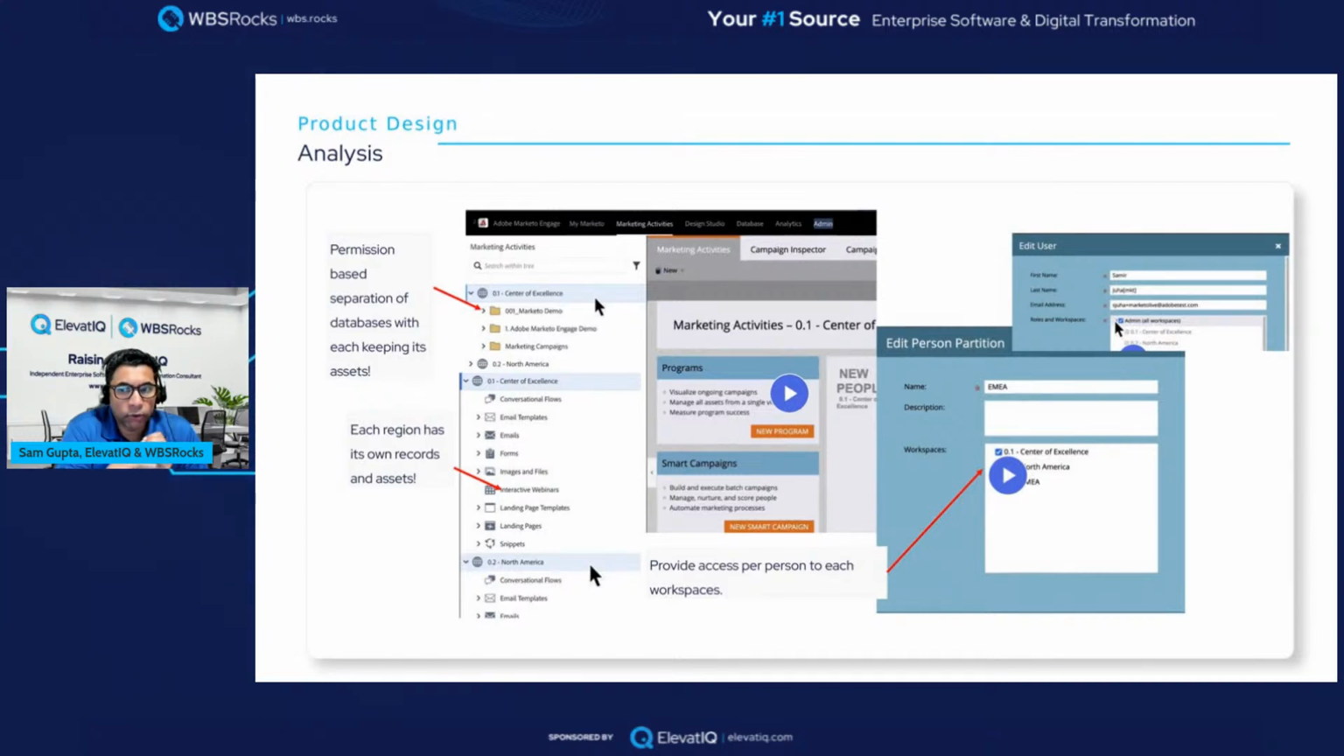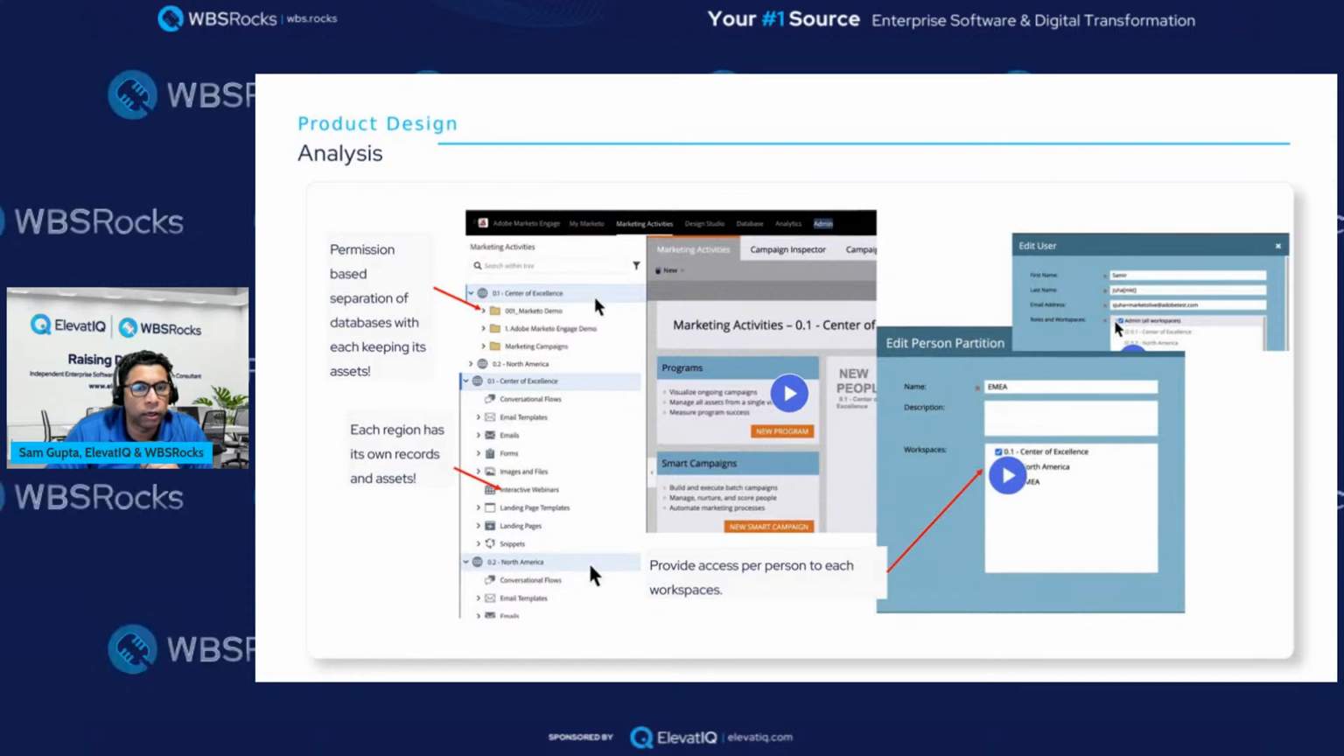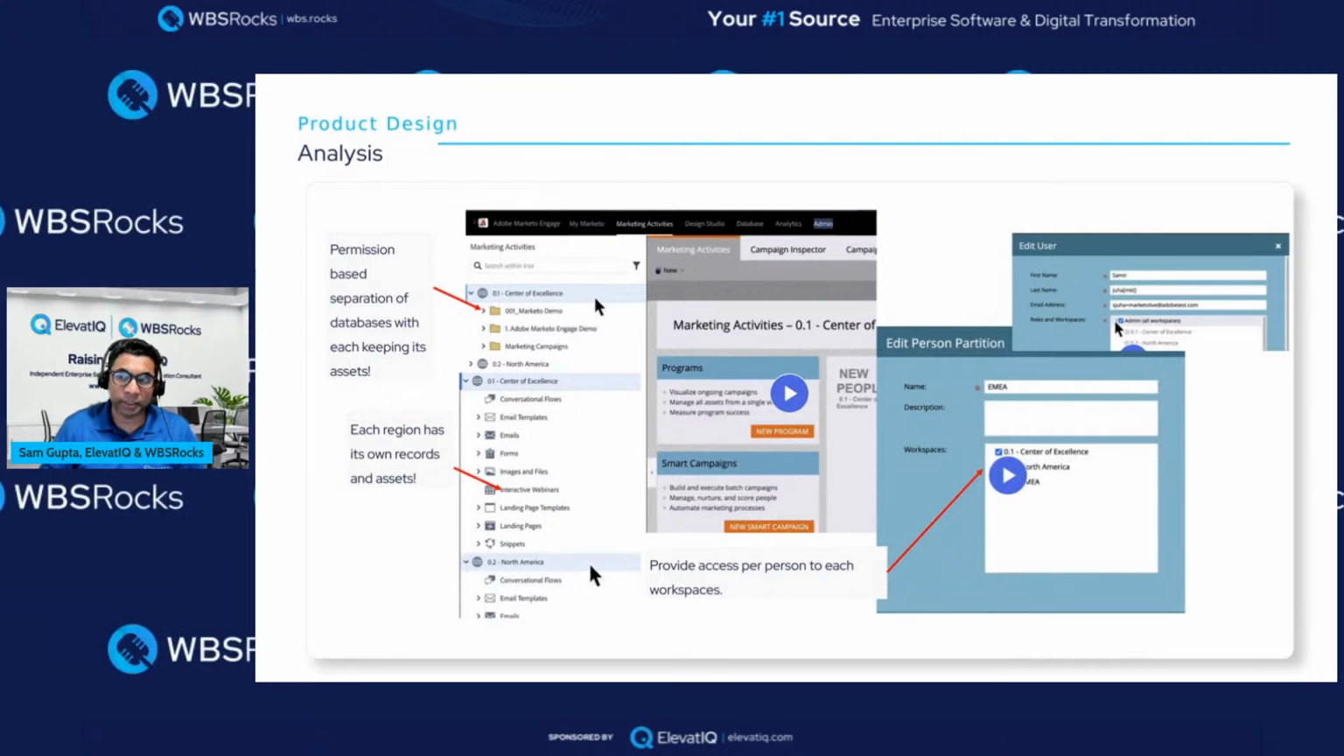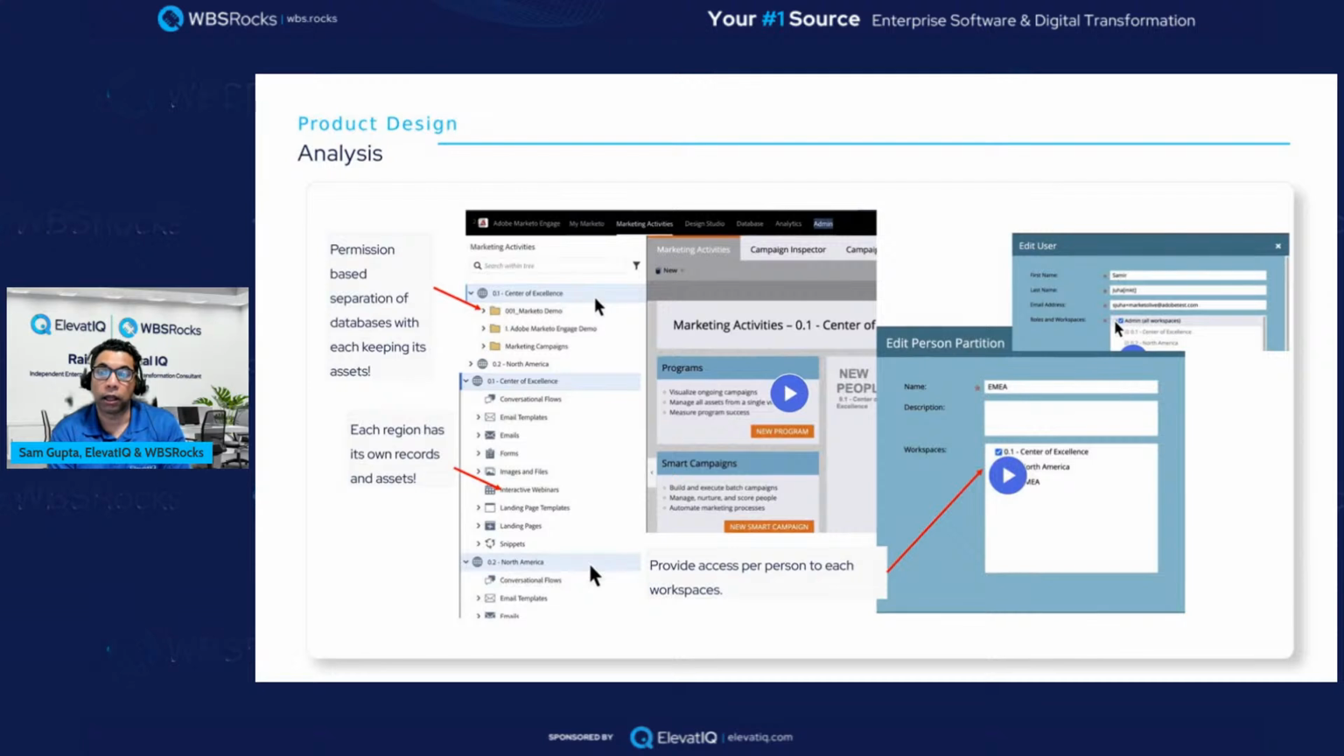This is the screenshot for the permission that we were talking about. And overall, the permissions are enabled on each of the records, which is going to be at the user level. But then you are going to have these workspaces as well. And the examples of the workspaces are going to be, for example, Center of Excellence, North America, AMIA. Those are going to be different workspaces. And the permission layer is going to be for each of those. They are going to have their own set of permissions, which is generally very hard to do in the other systems.